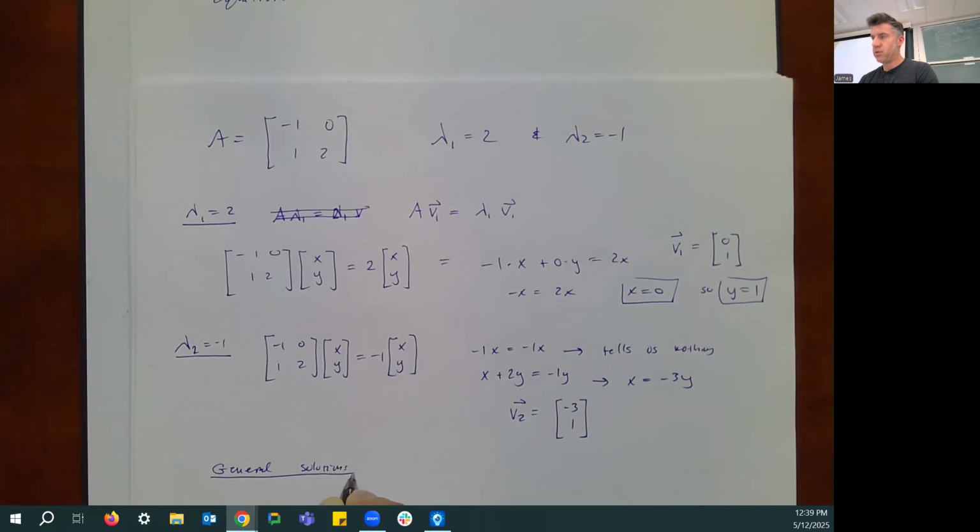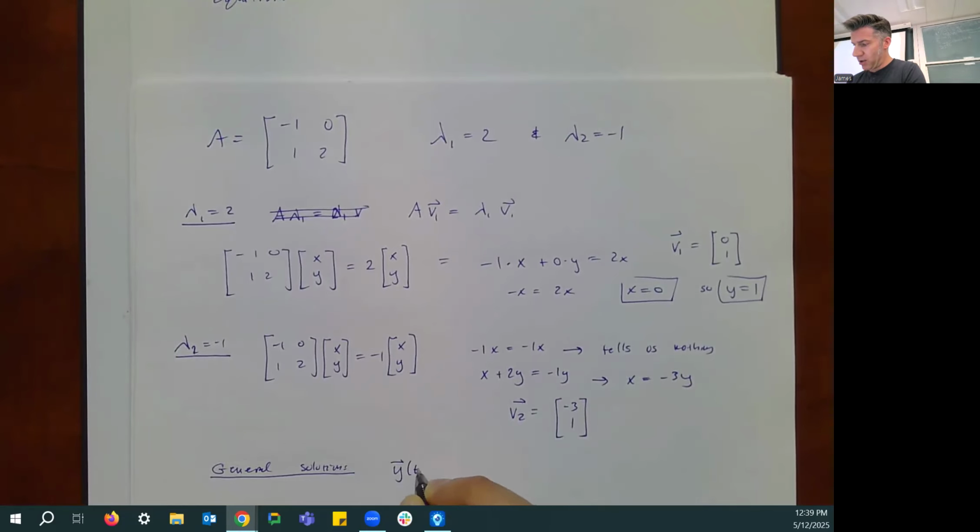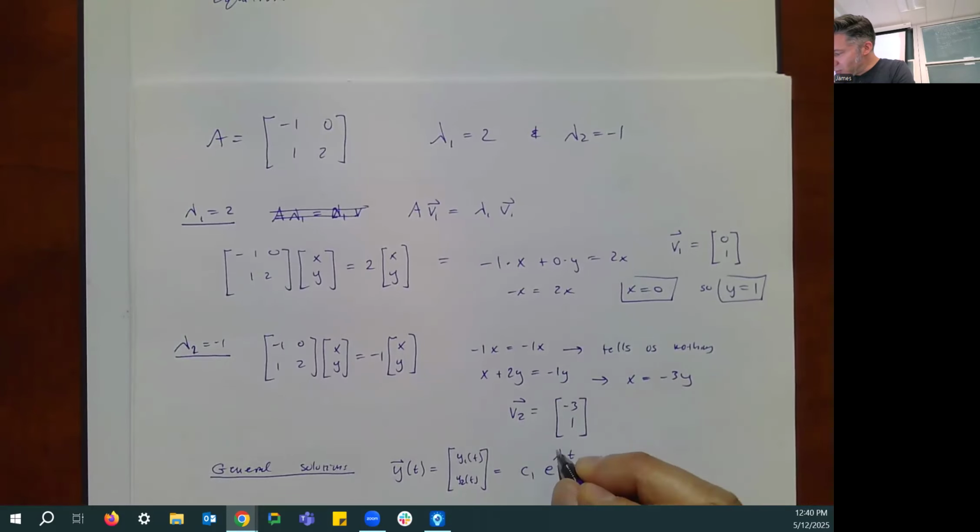the usual deal, your C1 e to the lambda 1 t times V1 plus C2 e to the lambda 2 t times V2. That's what our y is equal to. So we have that y of t, which is equal to y1 of t, y2 of t, is equal to C1 e to the lambda 1, which was 2t, times V1, which was 0, 1, plus C2 e to the lambda 2, which is -1, times t times my second eigenvector, which is -3, 1.